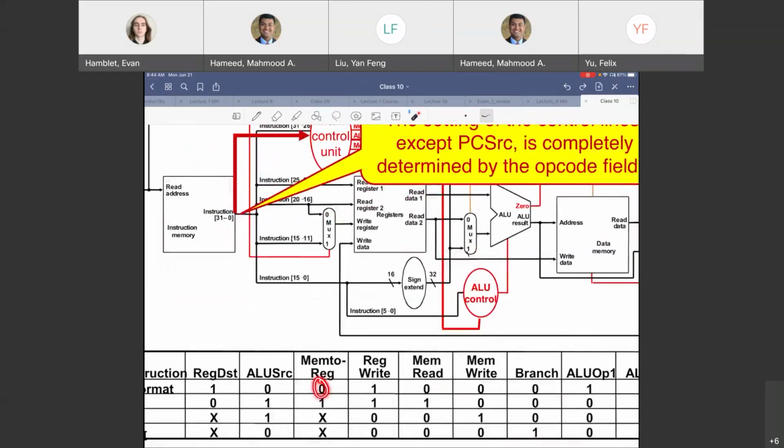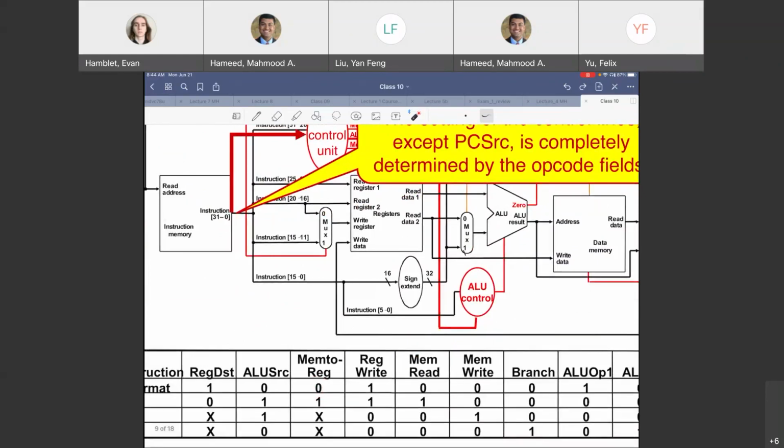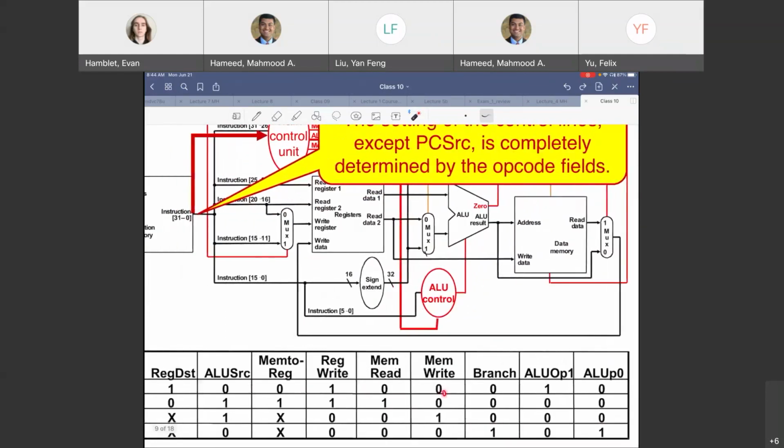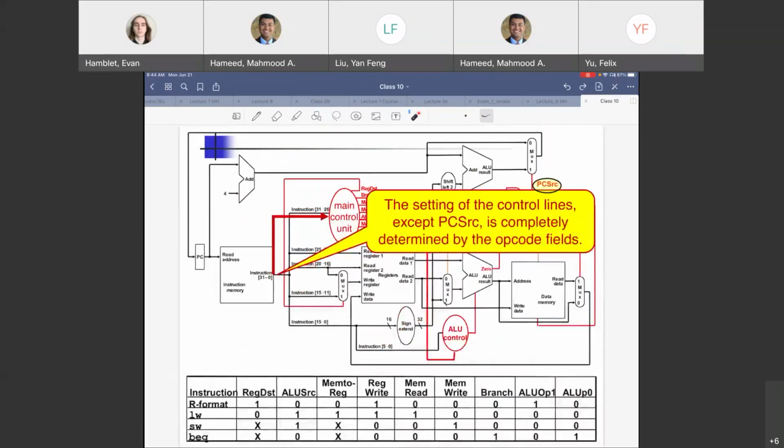This has to go through. Memory to register, no, you don't have to do that because it is coming from the ALU. Register write, yes, you have to do the register write. Memory read, you don't do memory read there. You don't do memory write over there. You don't do any branching over there. And it's an R-type instruction, so the ALU op field should be 1 and 0. Right? So similarly, you can compute that for all the other instructions.